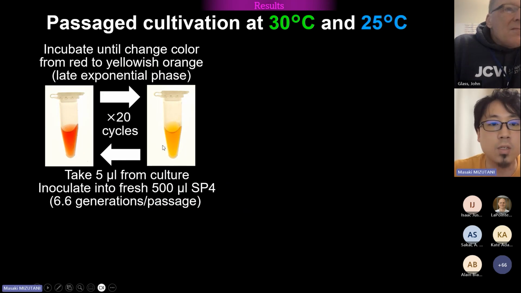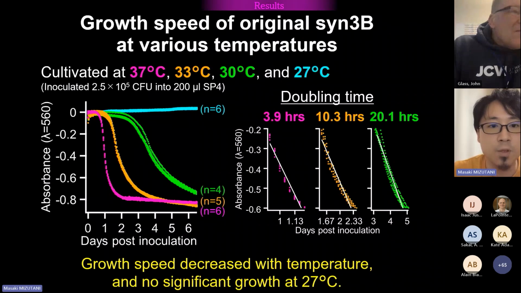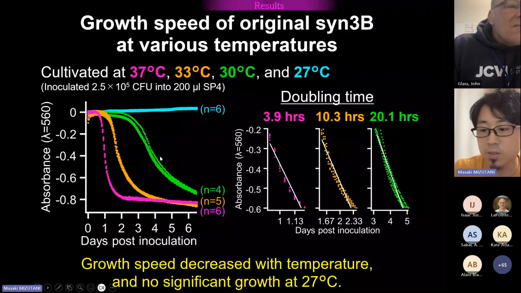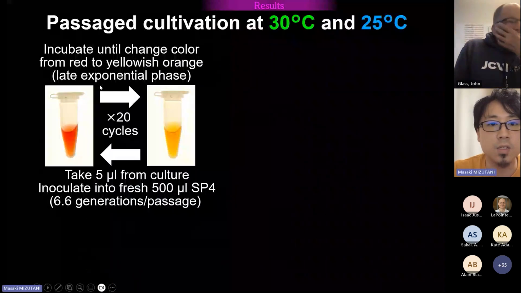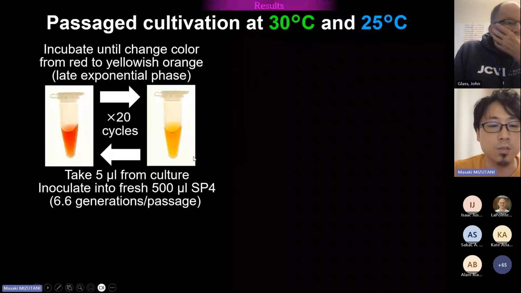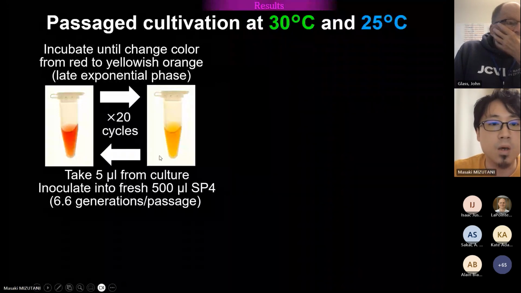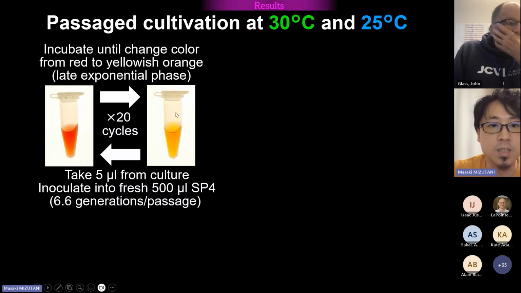To make a lower-temperature culturable Syn3B, we did passage cultivation. At first, I inoculated the original Syn3B and cultivated at 30 degrees, because it can slowly cultivate at 30 degrees, this green one. After the cell growth, we picked up the cultivated cells, inoculated them into new SP4 media and cultivated at 30 degrees. And we continued this cycle 20 times.